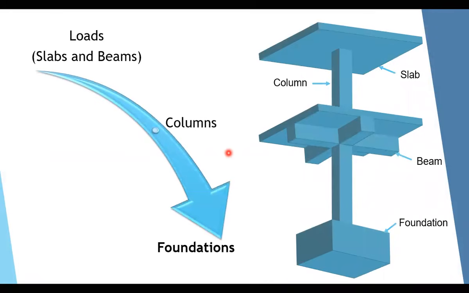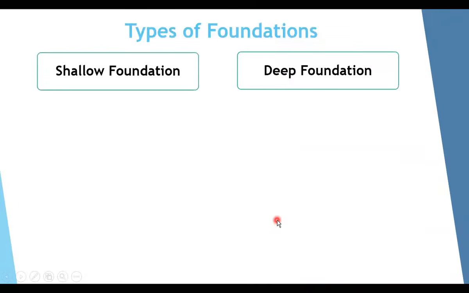As you know, loads are transferred from slabs or beams to the columns. Columns will take the load to the foundation, and the foundation will take it to the soil. So in this video, I'm going to talk with you about how to design these foundations. There are different types of foundations. We can classify them into two main types: shallow foundation and deep foundation.